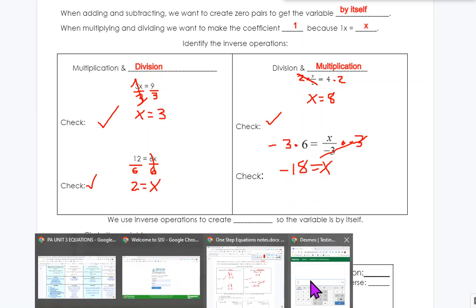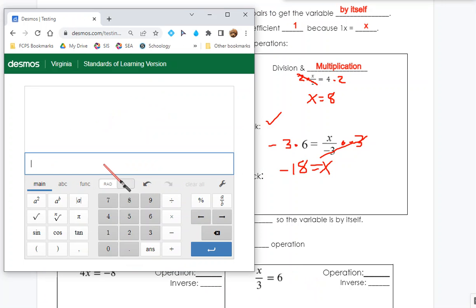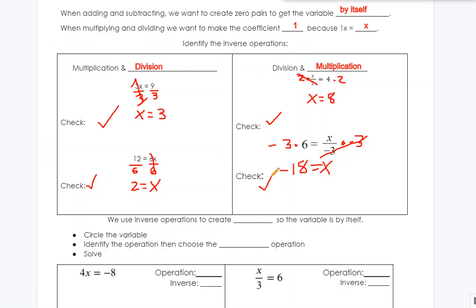All right, so let's check our work one last time here. I have x divided by negative 3, so I'm going to put my fraction bar. X we said was negative 18, and on the bottom was negative 3. That gives me 6, which is exactly what they wanted, so I know I got it right.